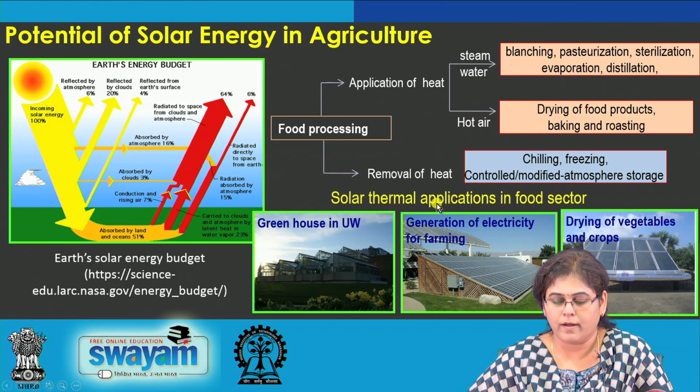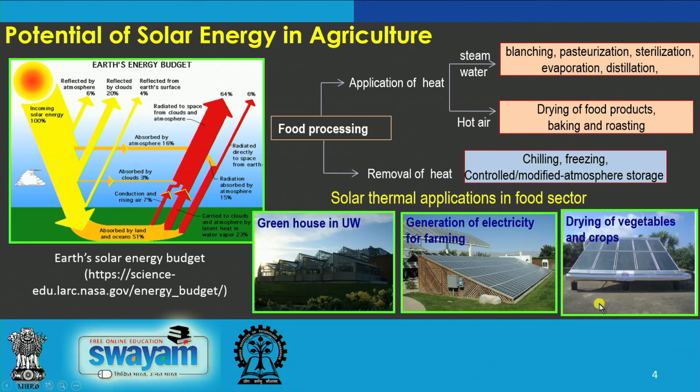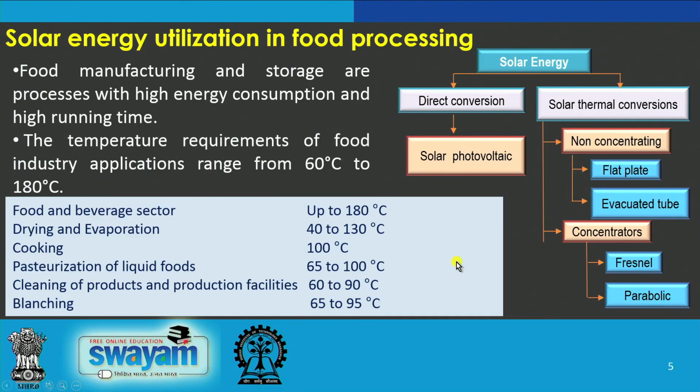Some of the solar thermal applications in the food processing sector are, this is a greenhouse, basically for greenhouse heating in University of Waterloo, Canada. This is a photograph that is being shown over here. Similarly, for drying of vegetables and crops, a wide variety of dryers are employed, and electricity generation for farming, for poultry farming basically, and in farming applications we can use solar photovoltaics also in this regard. Solar energy utilization in food processing has a very wide application.